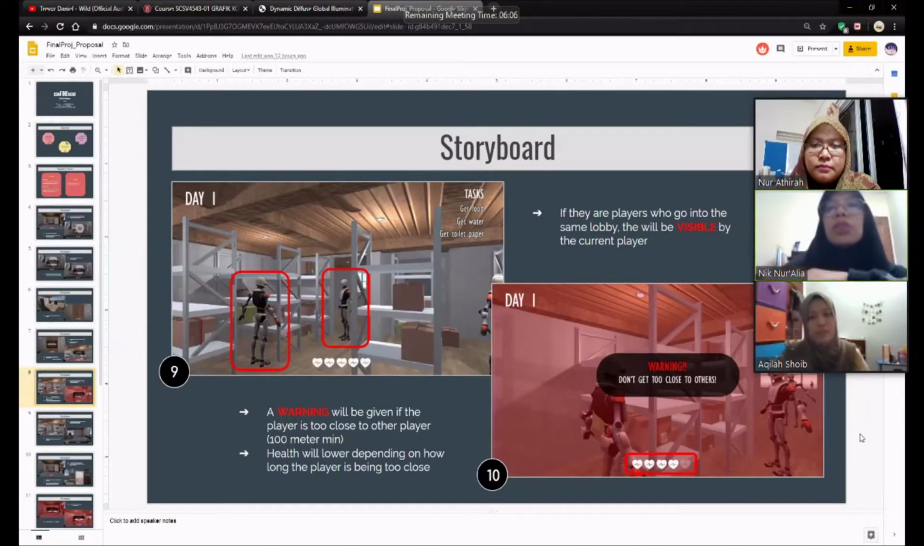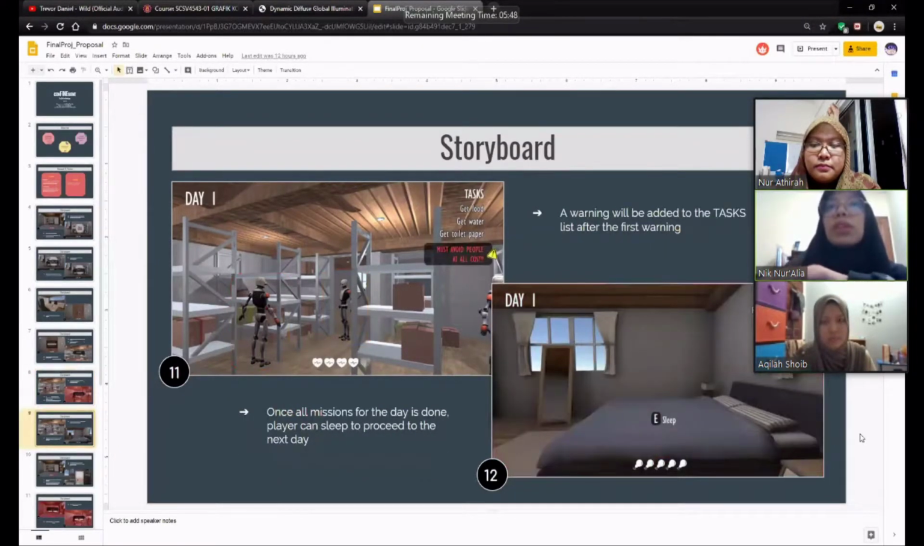And if they are too close to the other players, a warning sign will be given. The minimum distance will be 100 meter, and the health will lower depending on how long the player is being too close to the other players. Then, if they are given the warning, a new task will be added to the list of tasks, which is must avoid people at all costs, so that the player will be always aware of the surrounding. Once all missions for the day is done, player can sleep to proceed to the next day.